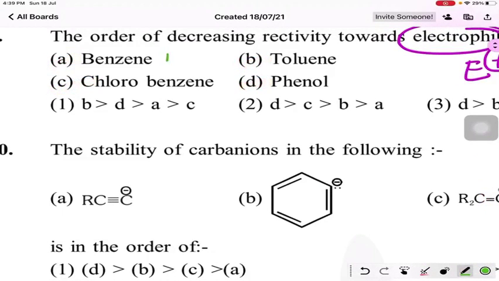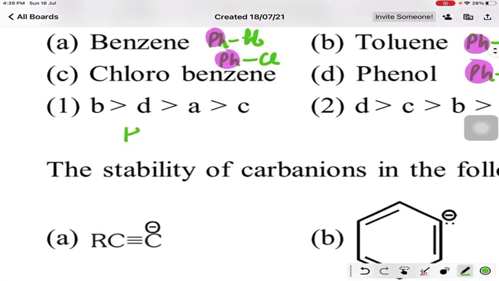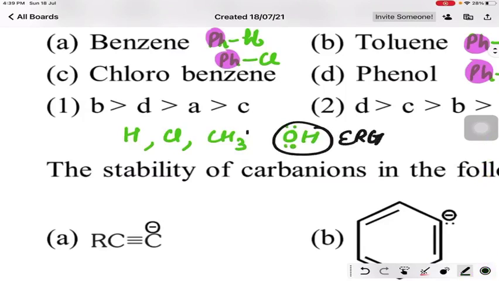This is benzene. This is chlorobenzene, toluene and phenol. So the phenyl ring is common in all the compounds. This is the common part. So the differences are hydrogen, chlorine, then CH3 and OH group attached to the ring. OH group is an electron releasing group. CH3 is also an electron releasing group, whereas Cl is an electron withdrawing group.